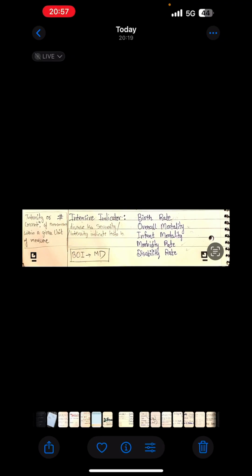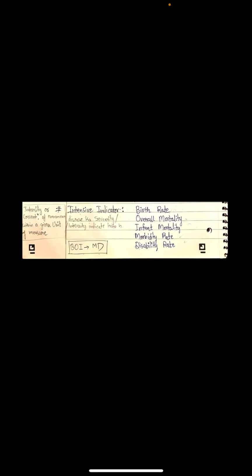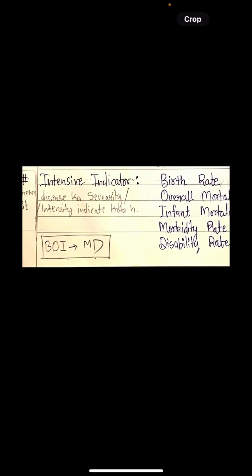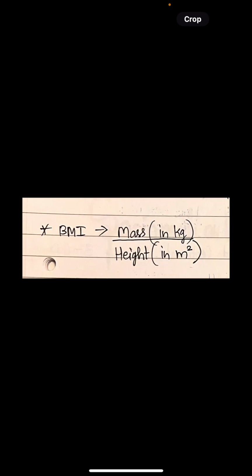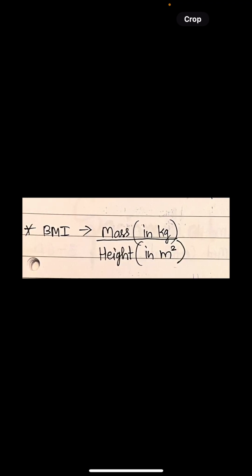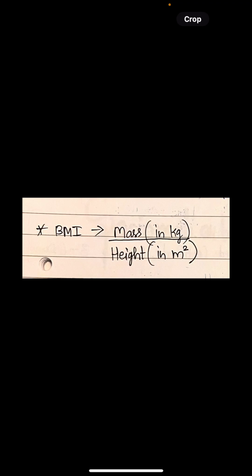Not very important, but the intensive one seems to be more important from the KROK point of view. However, they are easy to remember though. Body mass index, just remember the formula. I haven't seen any significant questions in the KROK exam, but for the body mass index, it is mass in kg and height in meters squared. So this is how we remember.